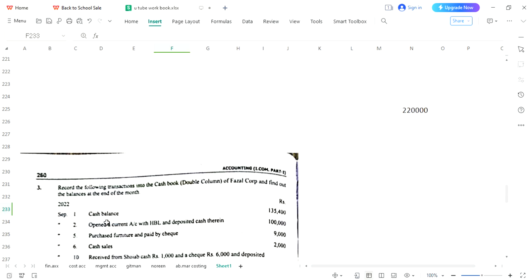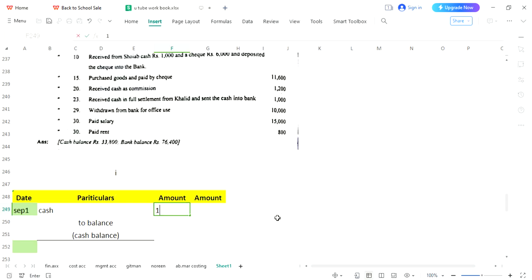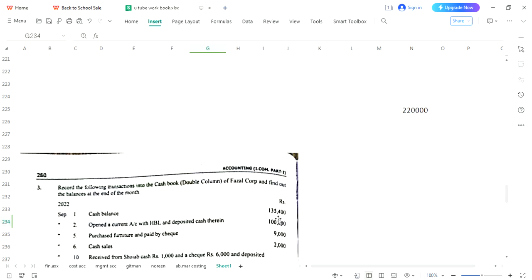All right, let's see how much cash balance was. 135,400, and same amount you are supposed to write on credit side. In this way, our first entry is completed. Now let's see what is second entry.